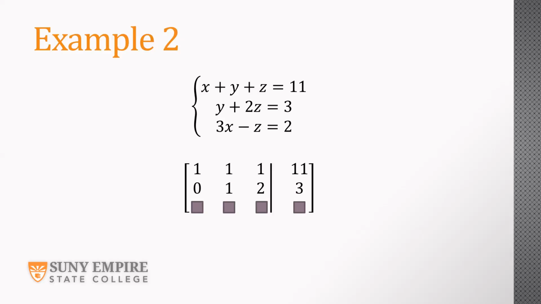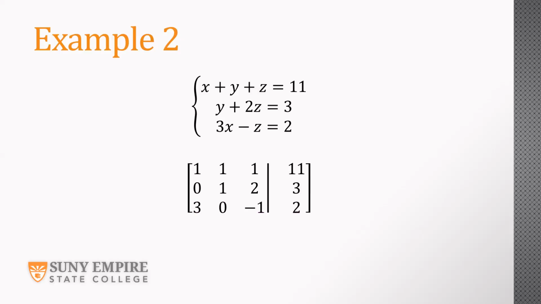The second equation has no x term. We need a 0 in the x column, which is the first column. This row will be 0, 1, 2, and 3 after the line. In the last equation, we have no y, so we need to fill in the second column, the y column, with 0. We have 3, 0, negative 1, and 2 after the vertical line.